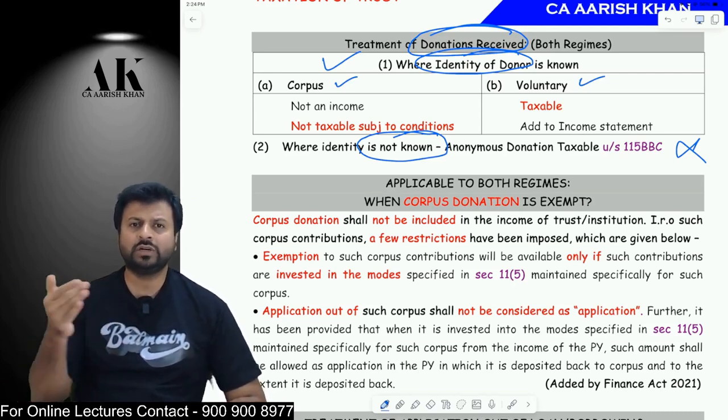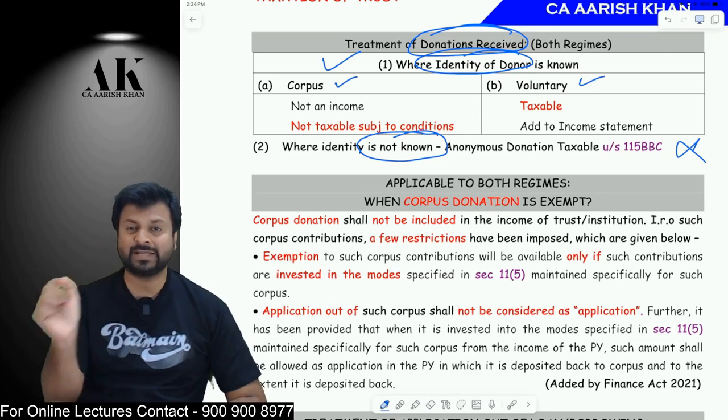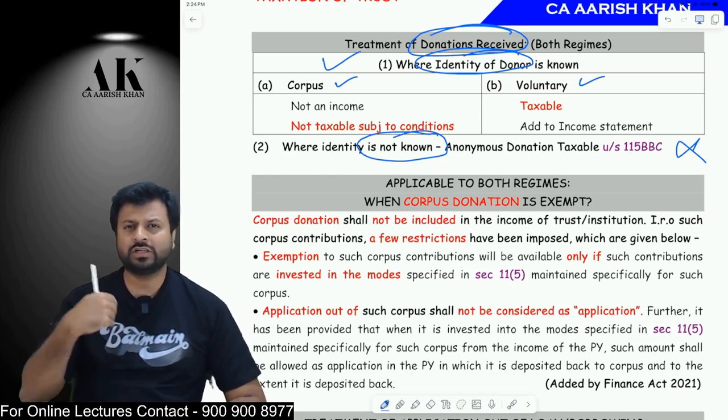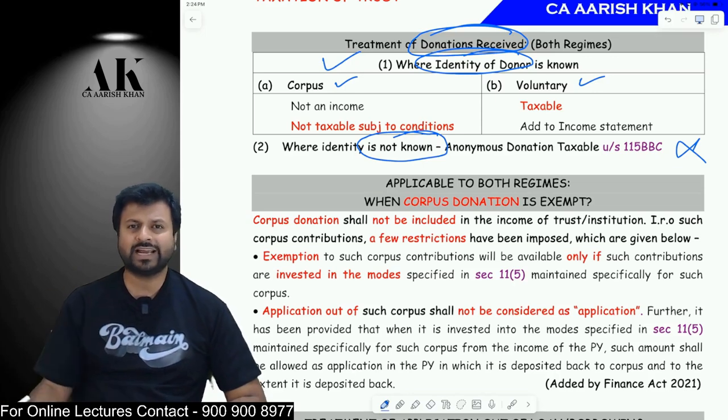Corpus donation means a donor is giving a donation with a specific purpose, that you have to use this money only for this purpose. Okay. And voluntary donation means a donation is given by the donor without any specific purpose. It's a general donation. So what is the tax treatment of that?